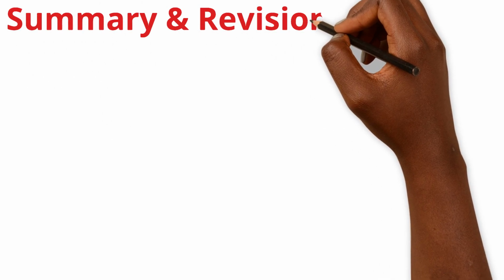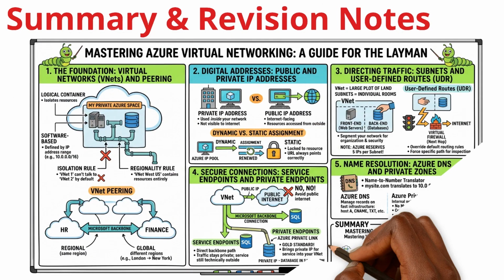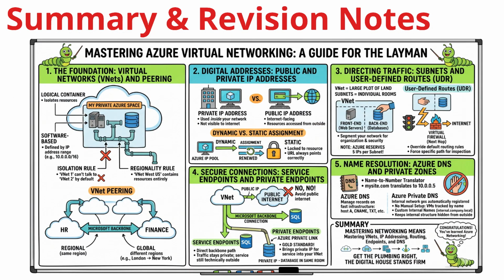We've just completed our journey through the digital plumbing of the cloud. We started by building a solid foundation, using virtual networks and peering to create secure, connected spaces. Next, we mastered digital addresses, balancing private security with public access. We then took control of traffic direction, using subnets and custom routes to send data exactly where it needs to go. Finally, we leveled up our security with private endpoints and simplified everything through name resolution. By getting the plumbing right, we've ensured our digital house stands firm. Congratulations on mastering Azure networking.